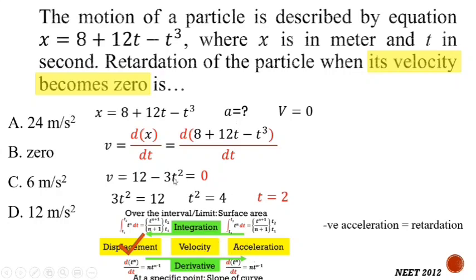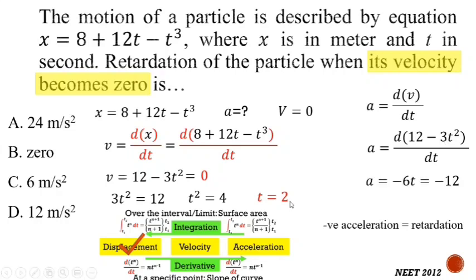This is the velocity equation. So acceleration is nothing but dv by dt. Again here, 12 minus 3t square. 12 is the constant term, the derivative of a constant term is 0, minus 3t square. Here the derivative of t square is going to be 2t, and it will multiply with 3, it becomes minus 6t. When velocity becomes 0, at that time t, we will put this value in this equation so that we will get the respective retardation.